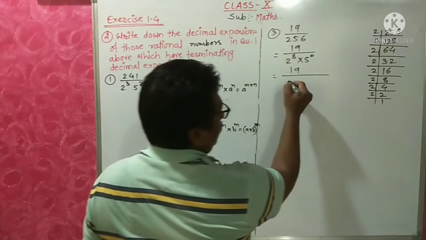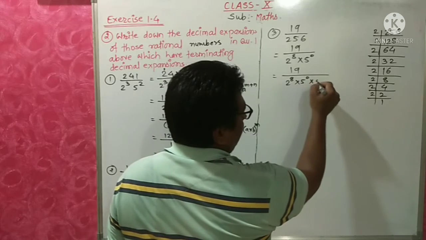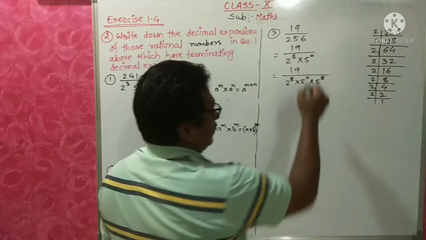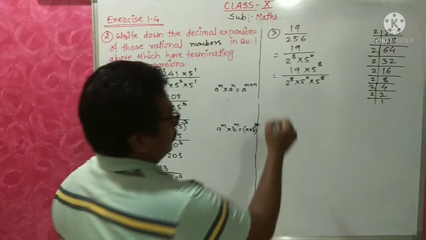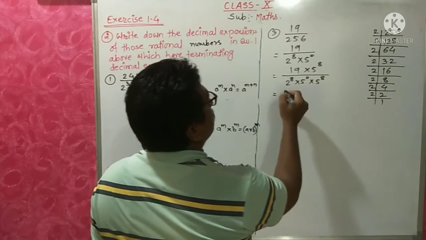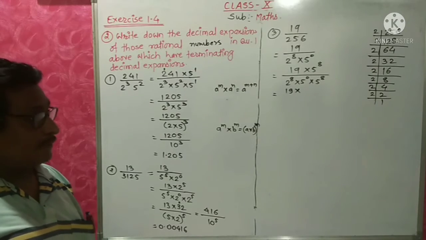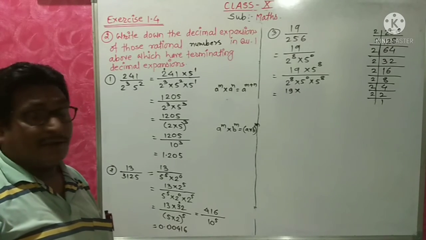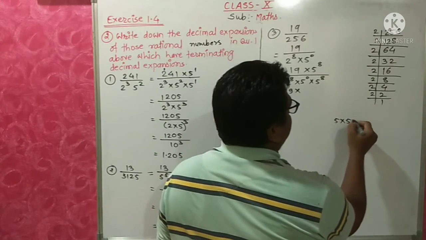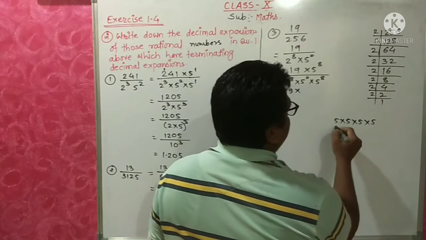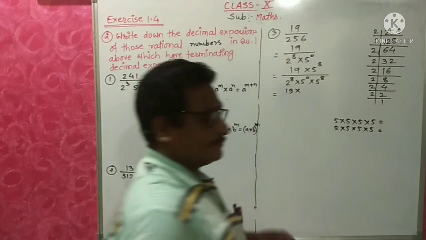So how to make 2 raised to the power 8, 5 raised to the power 0 into 5 raised to the power 8. So here also 5 raised to the power 8. So what will we get? 19 into 5 raised to the power 8. 5 we have to multiply how many times? 8 times. So 5 into 5 into 5 into 5, 5 into 5 into 5 into 5.